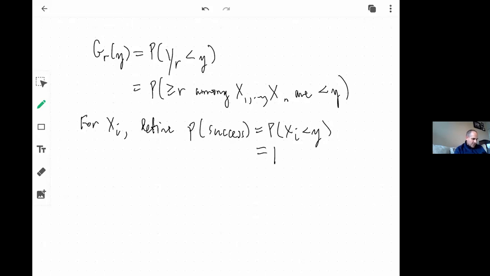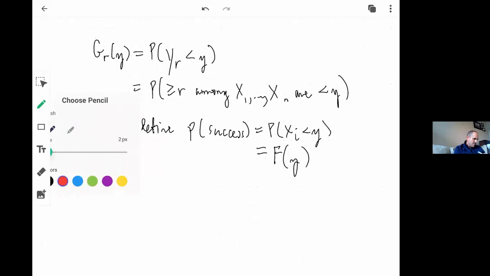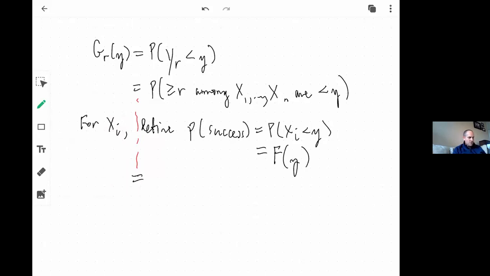Well, that's just going to be capital F of Y, is it not? After all, that's just the CDF of Xi. The probability of Xi less than Y is just going to be the cumulative distribution function for Xi. Okay, then what is this? What is this thing right here? Think about it for a second. So what's this equal to?